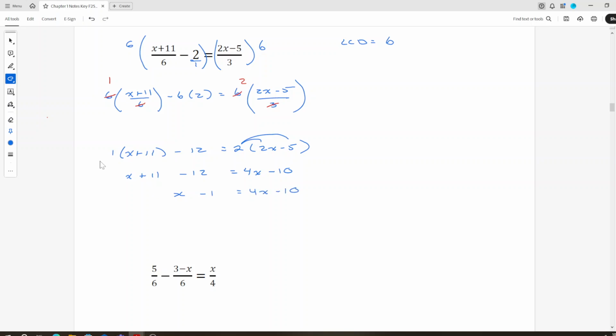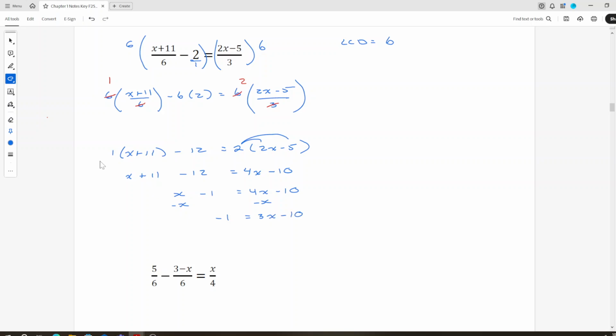Now I want to put my x's on one side and the numbers on the other. I'm going to isolate my variable term. I can either put my x's on the left or the right. I'm going to choose the right. So I'm going to minus x from each side. I end up with negative 1 is equal to 3x minus 10.